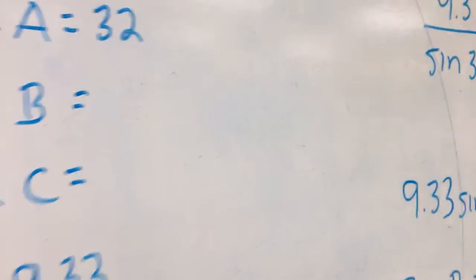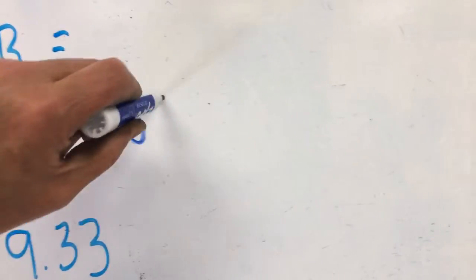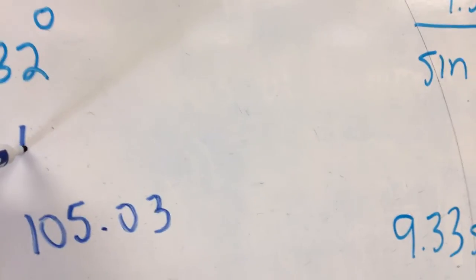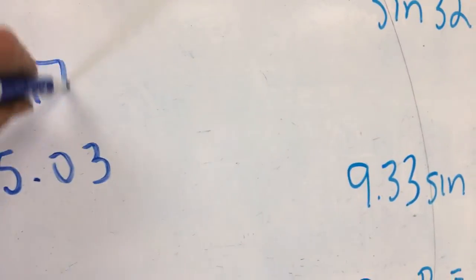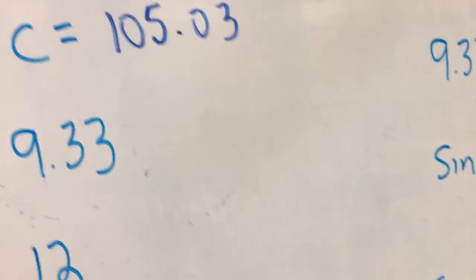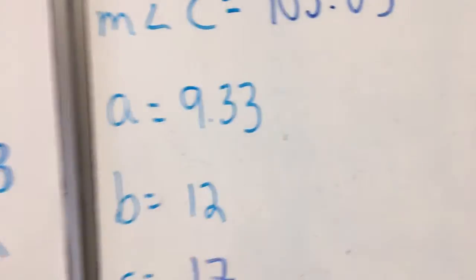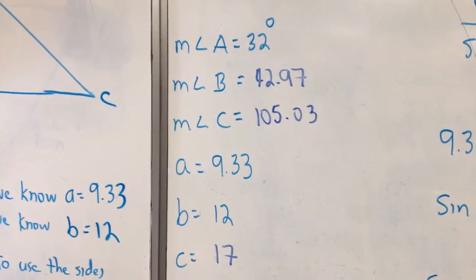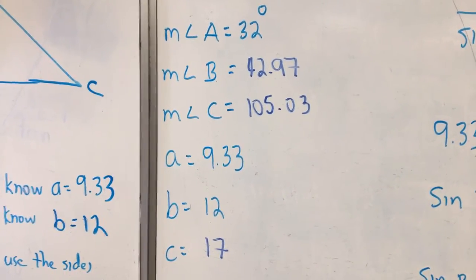I know that angle C was 105.03, angle B was 42.97, and then side C is 17.